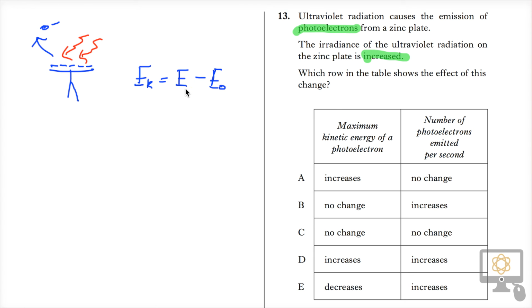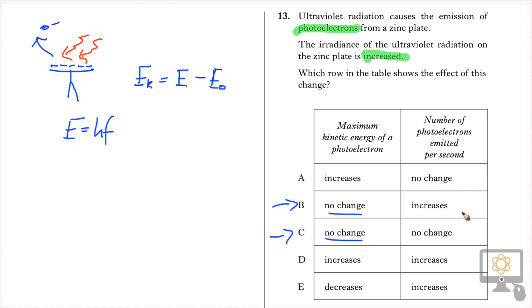So does the energy of the photons change when the irradiance is increased? No, it does not. It doesn't change the energy of the photons because the energy of the photons is dependent on the frequency of the photons, not the irradiance. And the work function also has not changed either of the zinc plate. It's still zinc. So in that case, there would be no change. So our options are B or C because we've got no change there and no change there.